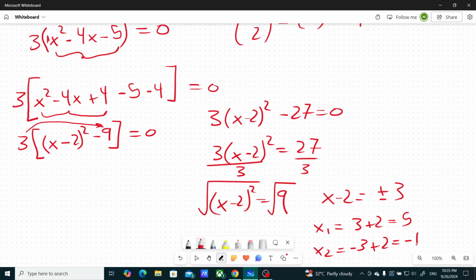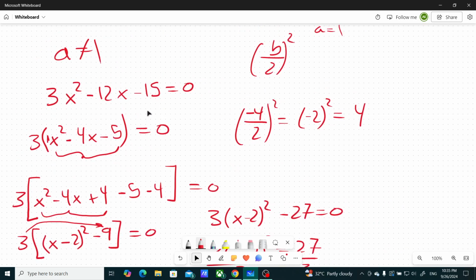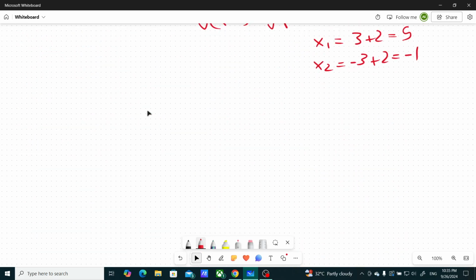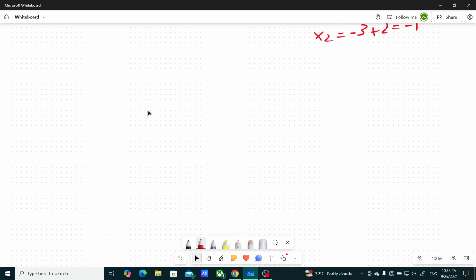So this is also how to solve using a not equal to 1. It's very, very similar. I will just need to change a little bit to make a equal 1, and then I can solve my question. Let's take a final question.